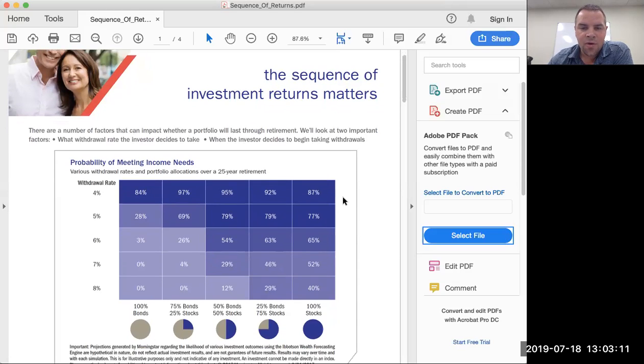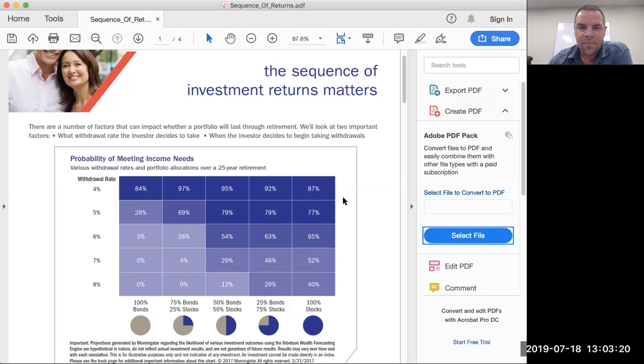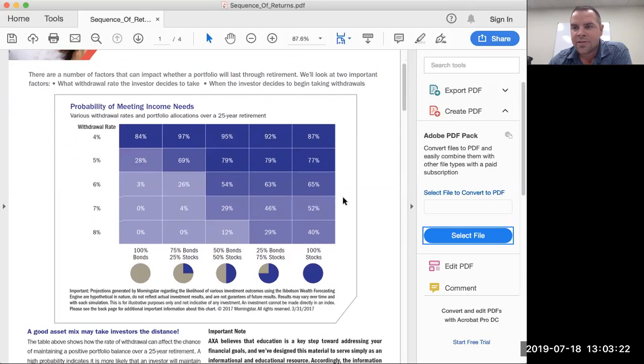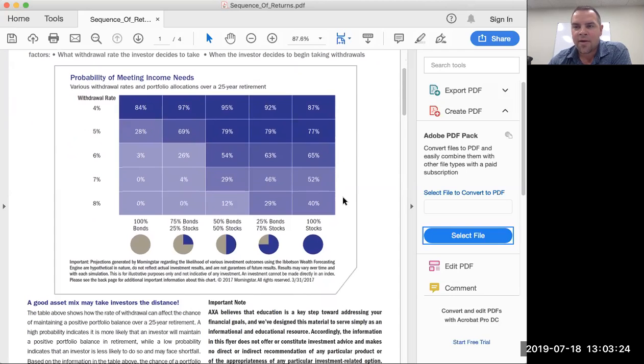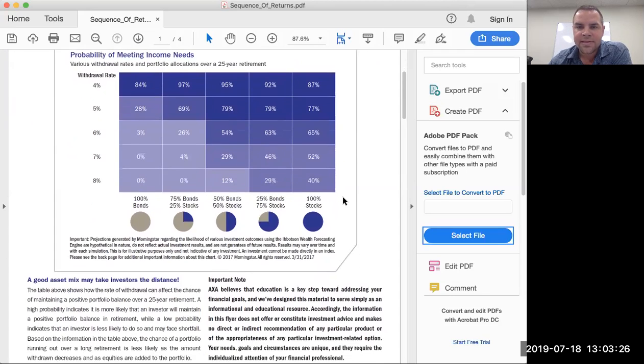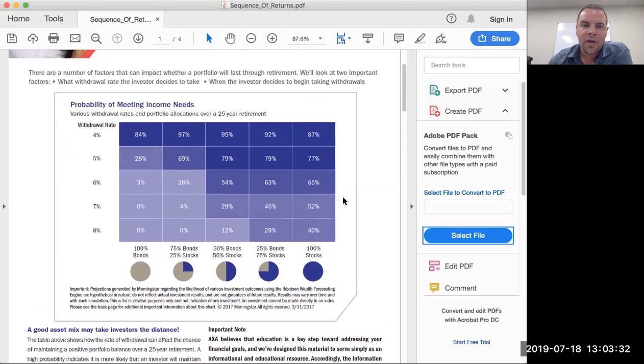This first page is just showing the probability of different success rates over a 25-year period of time. I don't go too much into this page because I kind of do this on my own. I've built some software that plans this out even to a bigger degree than just these random chart percentages based on, if you withdraw 4%, you're more likely to succeed rather than if you draw 8% of your portfolio.